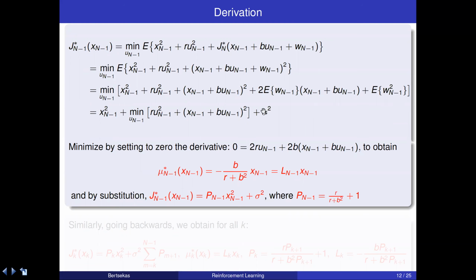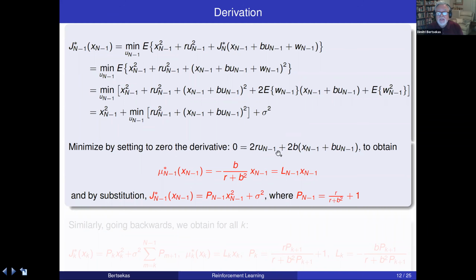Thank you. Among other things, expectation has a linearity property. The expected value of a sum of variables is equal to the sum of the expected values, and that's what we have done here. We use this linearity property. Thank you very much.